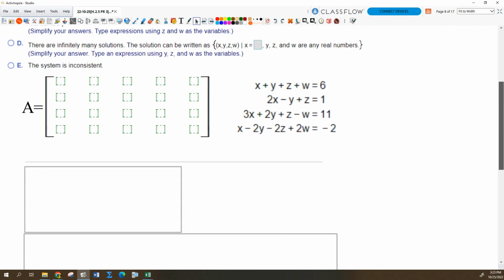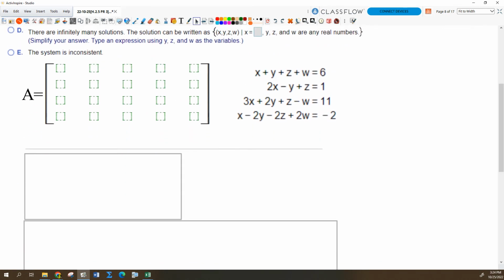So how do we do this? Well, we could do this algebraically. You guys could, it'd take you a while. But let's do this with technology.